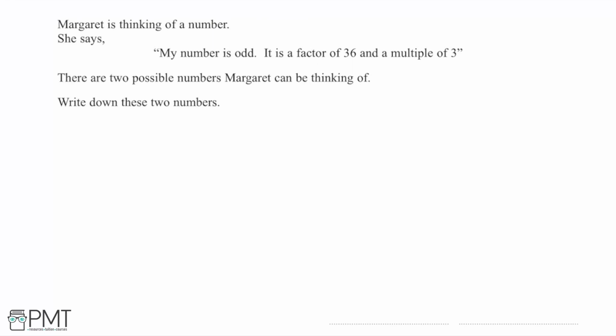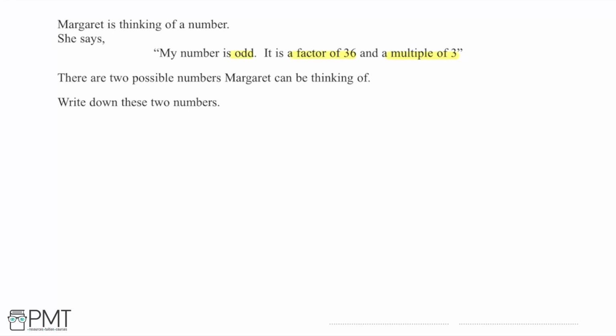So here we're told that Margaret is thinking of a number. She says that her number is odd, it's a factor of 36, and it's a multiple of 3. And we're told that there are 2 possible numbers that she can be thinking of, and we're asked to write down these numbers.